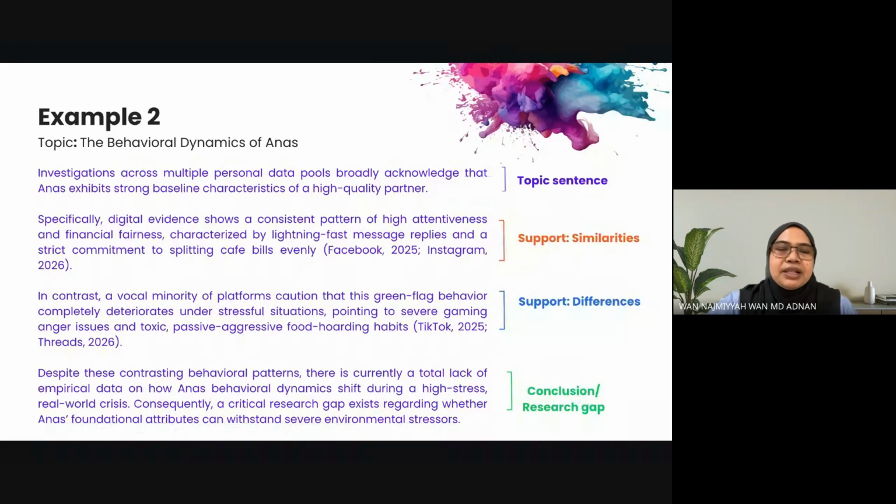And then lastly, the paragraph should have a conclusion, or what is known as a research gap. For example, despite these contrasting behavioral patterns of Anas, there is currently a total lack of empirical data on how Anas' behavioral dynamics shift during high-stress real-world crises. Maybe what you're looking at is partner suitability in terms of how they react in real-world crises. So you have to highlight the research gap in the last sentence of your paragraph. For example, consequently, a critical research gap exists regarding whether Anas' foundational attributes can withstand severe environmental stresses. This is how a literature review would look on the behavioral dynamics of Anas.